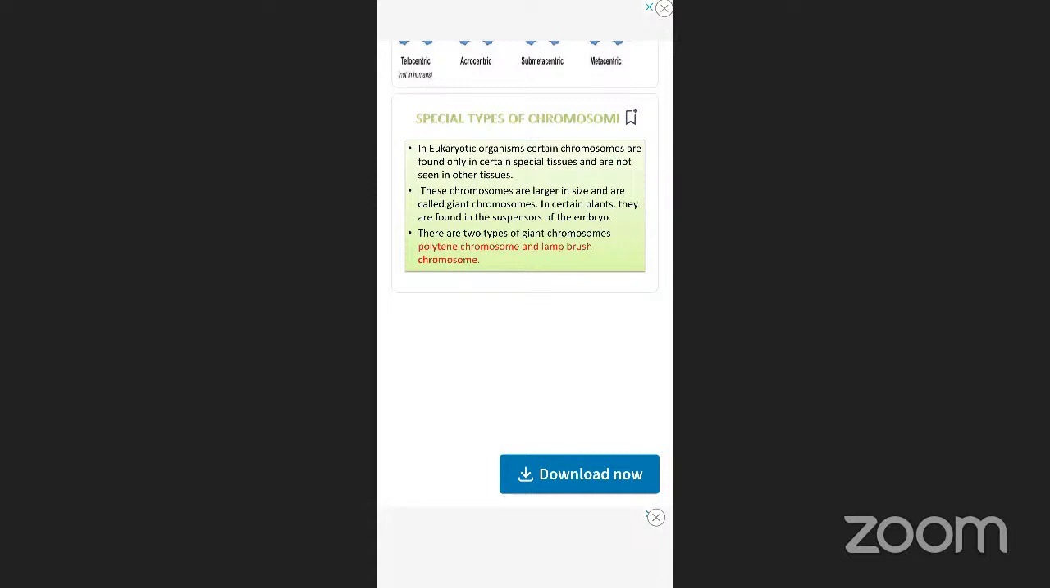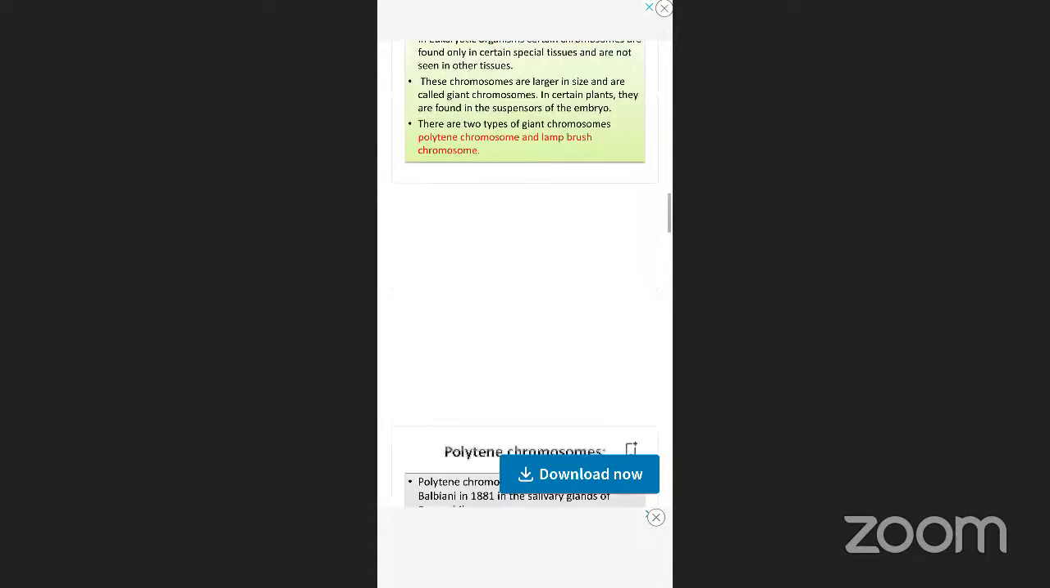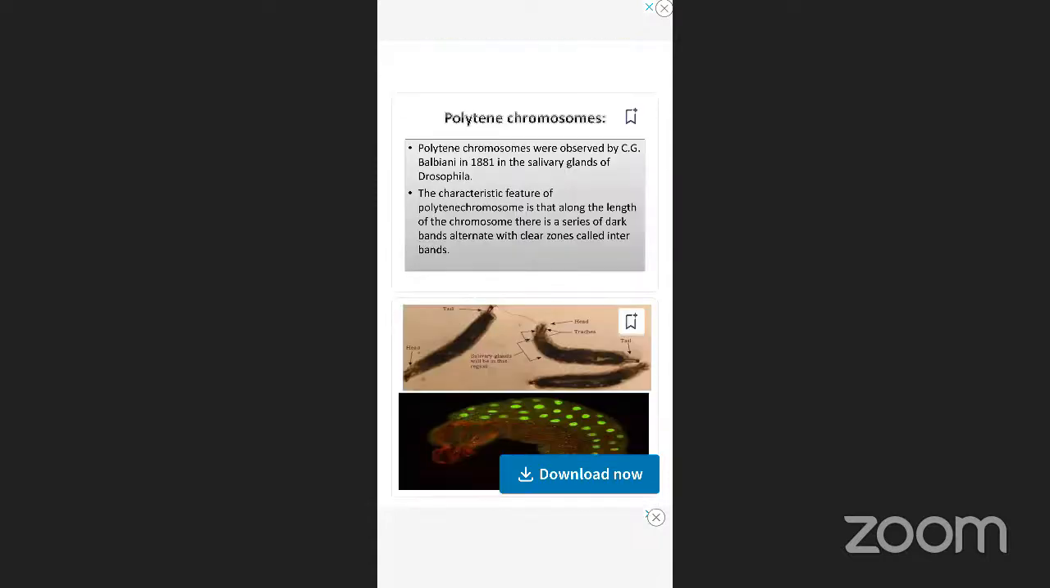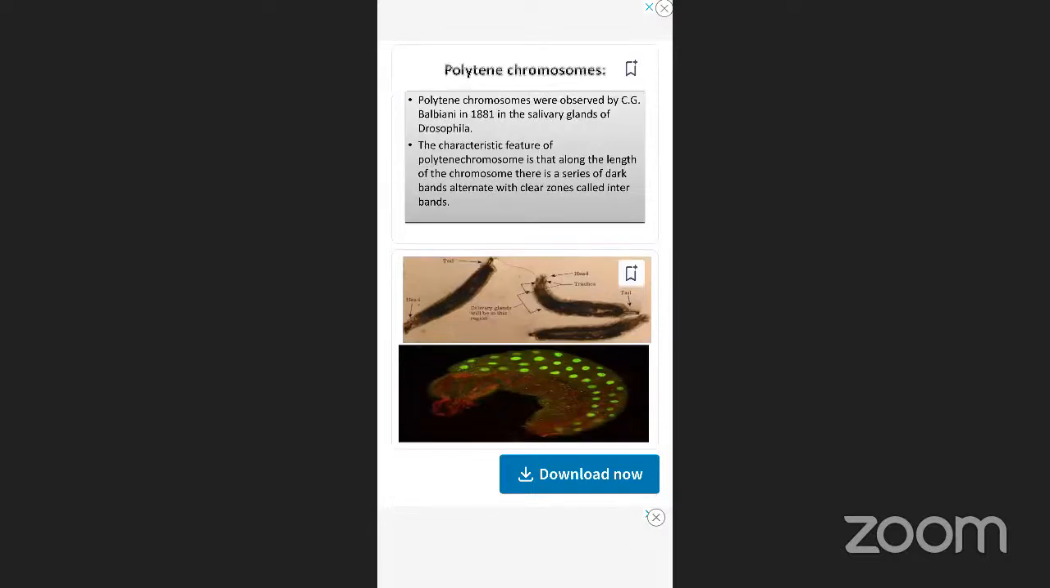What are giant chromosomes? The chromosomes that are larger in size are also called giant chromosomes. Okay, next one is polytene chromosomes. Polytene chromosomes were observed by E.G. Balbiani in 1881 in the salivary glands of Drosophila. Drosophila melanogaster is the fruit fly.